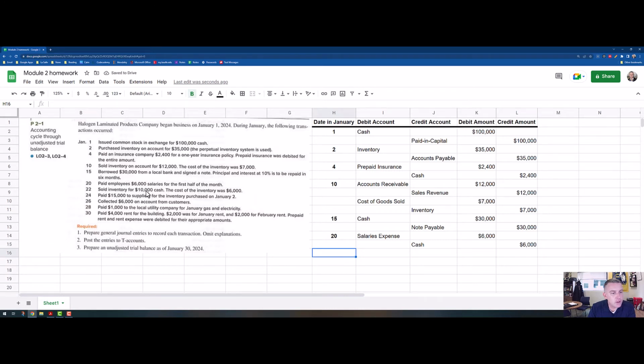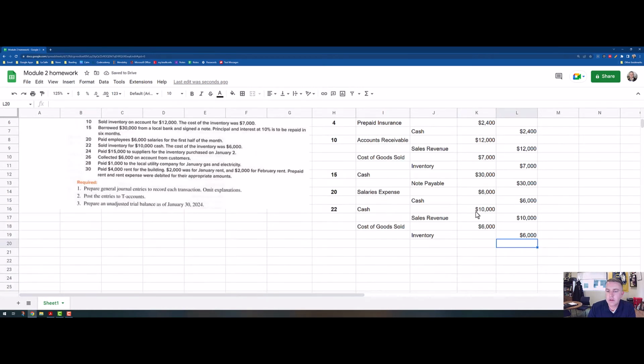The 22nd, sold inventory for $10,000 cash. All right, so we're going to say cash, 10,000. Okay, it's going to be the same as what we did before. Sales revenue, 10,000. This time the customer paid cash rather than a receivable. We're going to have cost of goods sold, and then inventory. And the inventory is going to be $6,000.